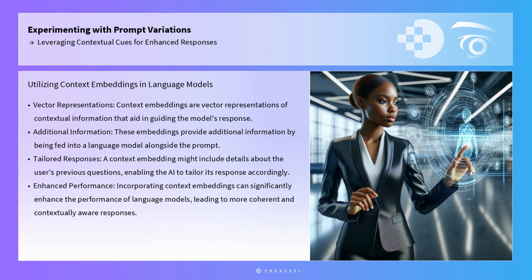One practical tool that can aid in this process is the use of context embeddings, which are vector representations of contextual information. These embeddings can be fed into a language model alongside the prompt to provide additional information that guides the model's response. For instance, a context embedding might include details about the user's previous questions, enabling the AI to tailor its response accordingly. Researchers have demonstrated that incorporating context embeddings can significantly enhance the performance of language models, leading to more coherent and contextually aware responses.